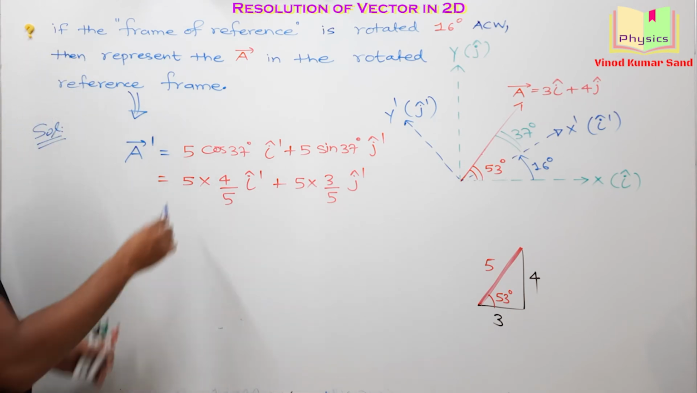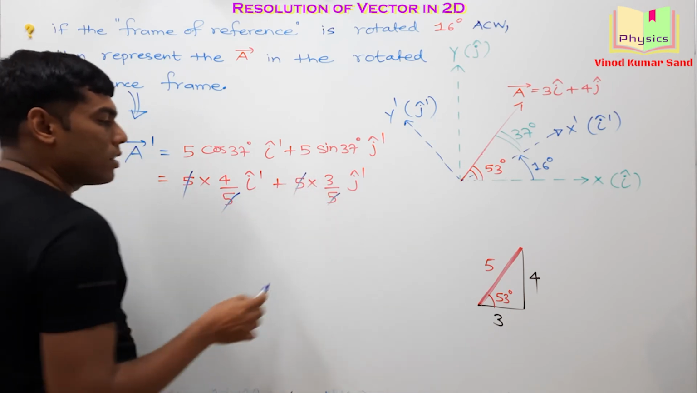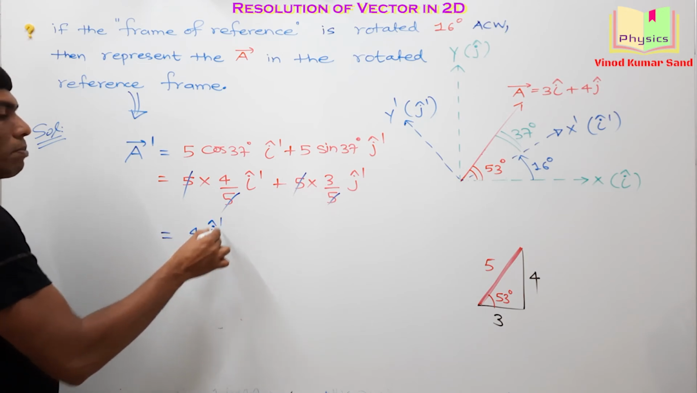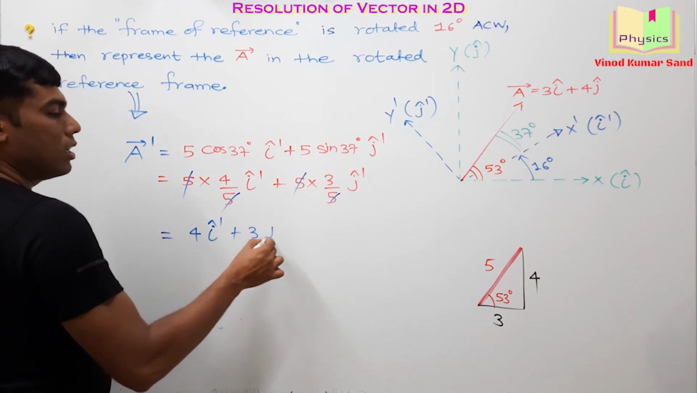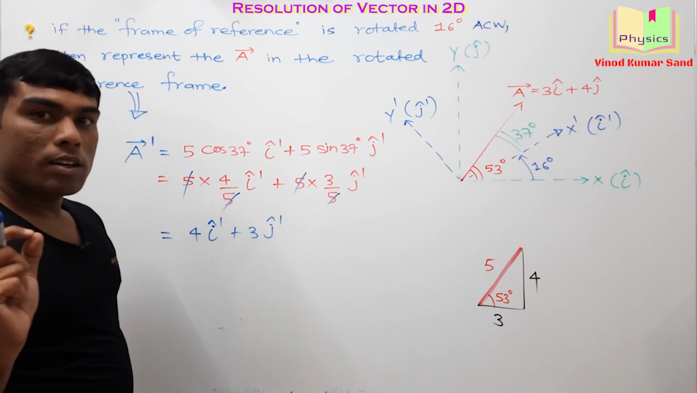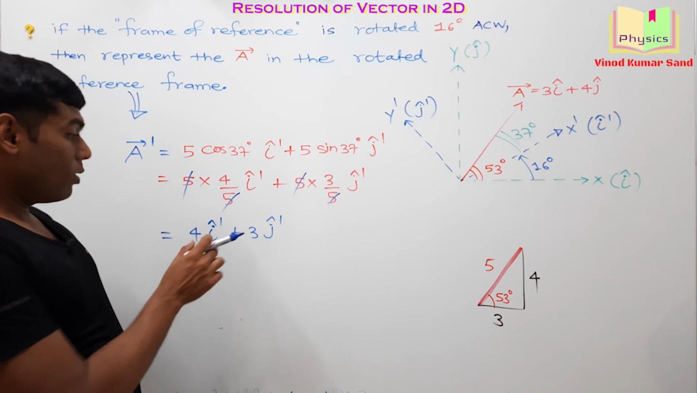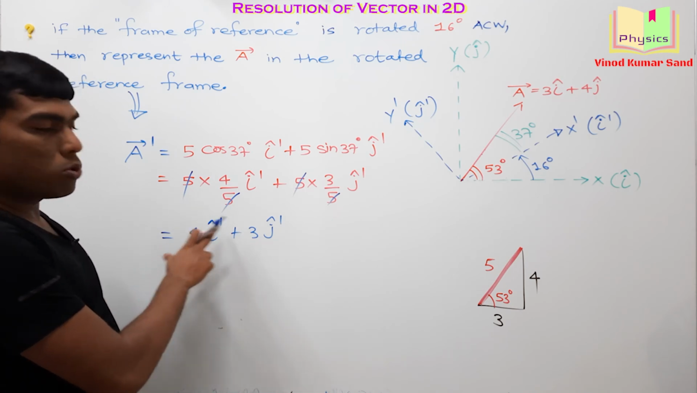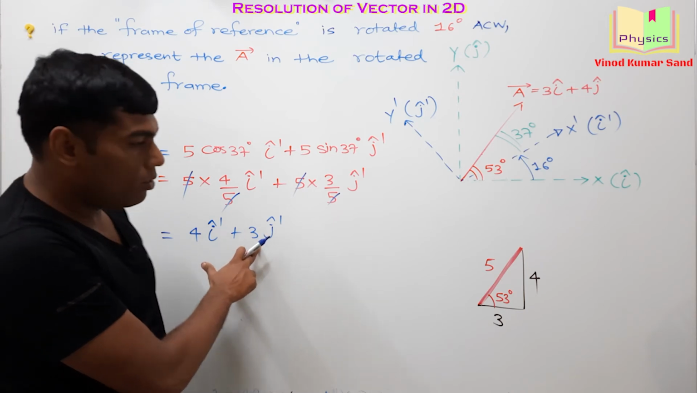You can simplify it further. 5 is getting cancelled out. So we are left with what? 4 i cap dash plus 3 j cap dash. I told you that vector will remain same, and you can check the magnitude of this vector. When you do root of 4 square plus 3 square, magnitude is again 5.